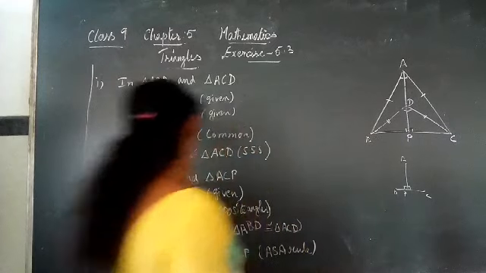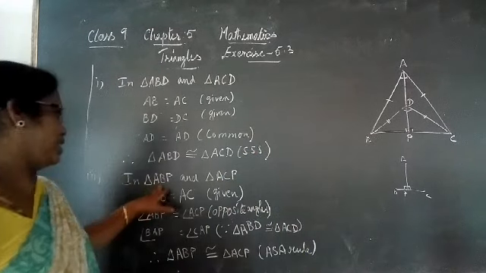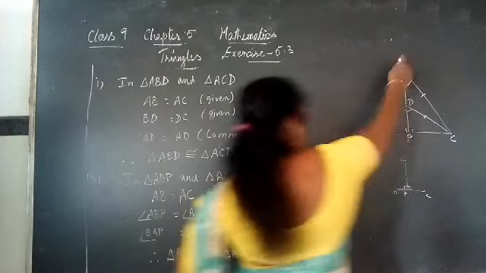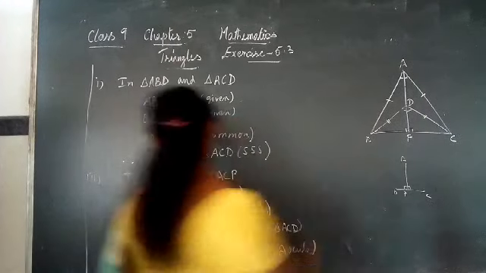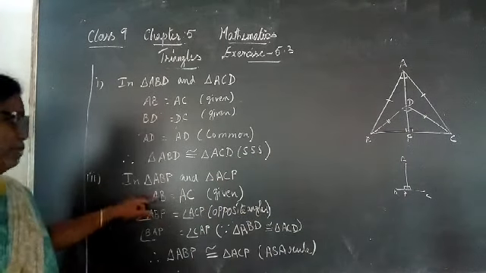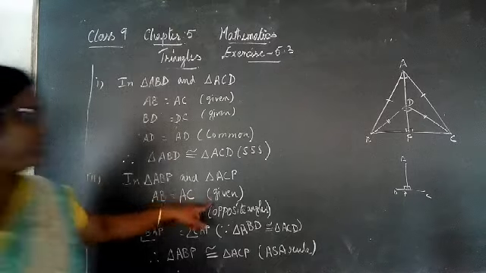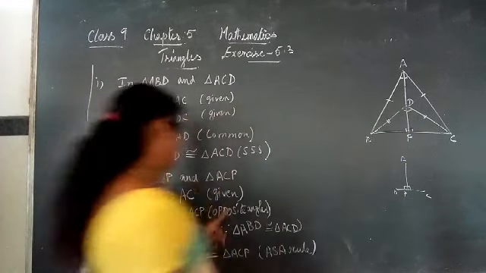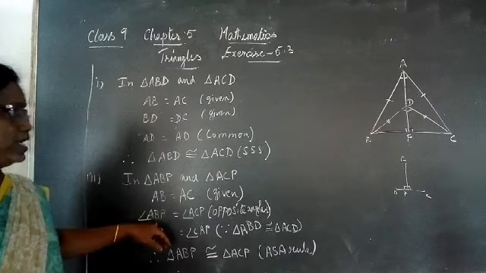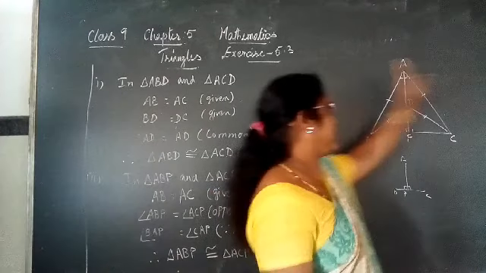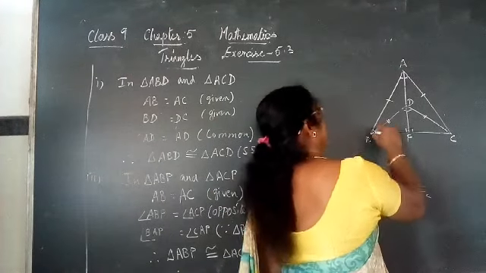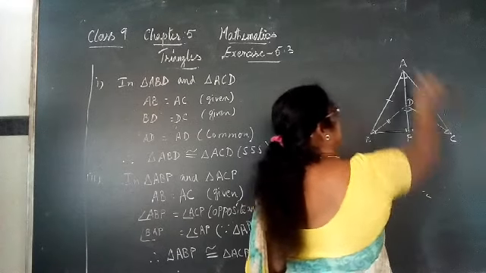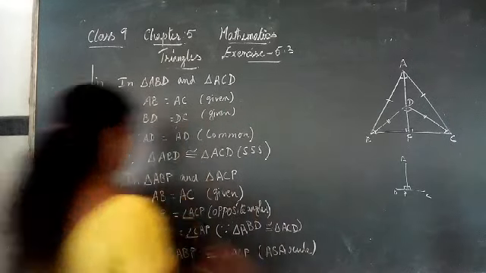So, let us consider the triangles ABP and ACP. In the two triangles, AB is equal to AC, it is given. And what about the angles? When two sides are equal, their opposite angles are also equal. Hence, angle ABC is equal to angle ACB.